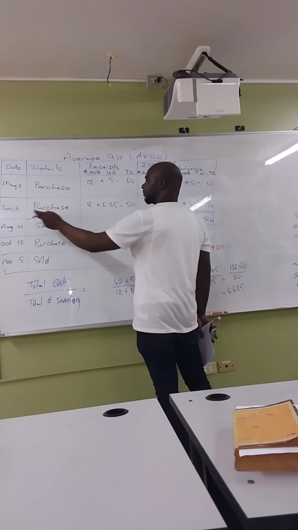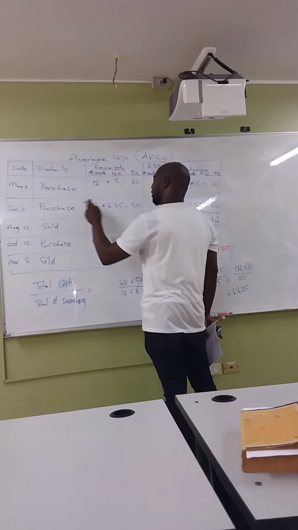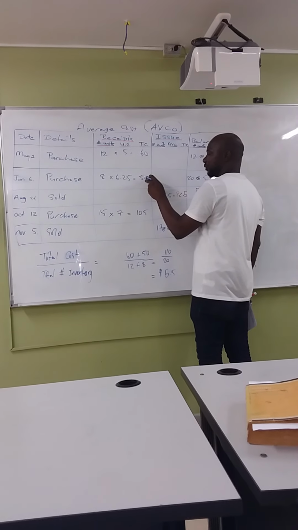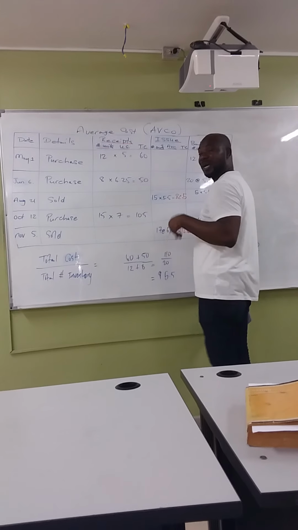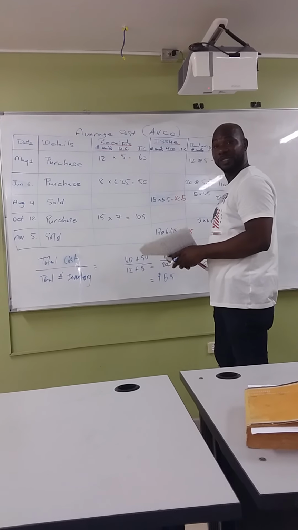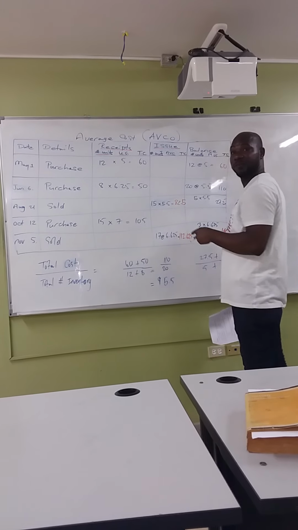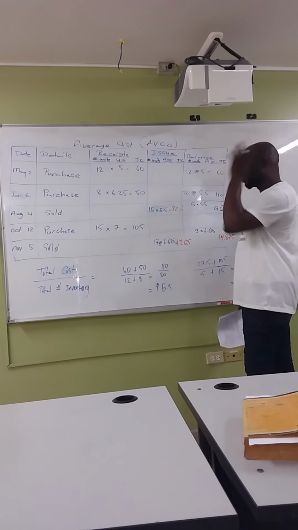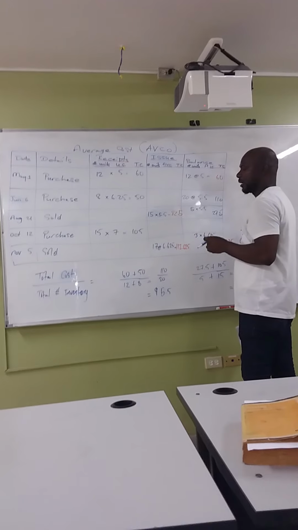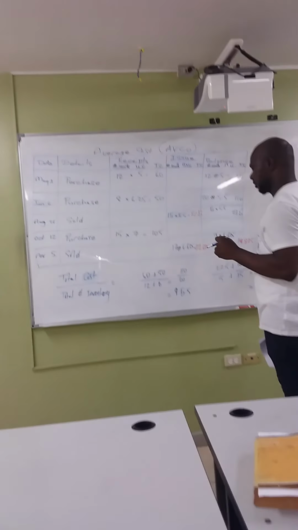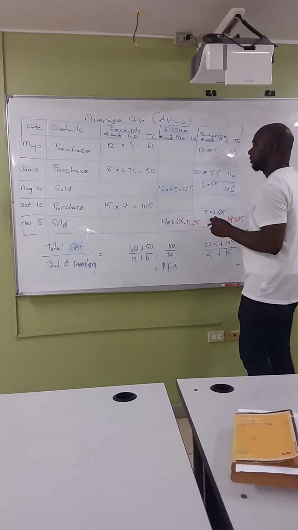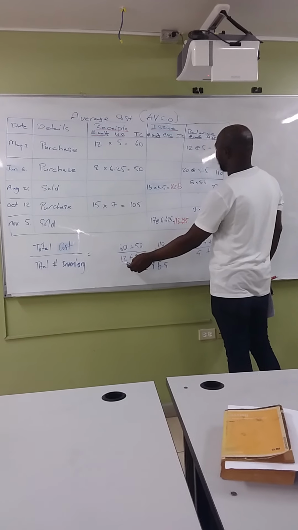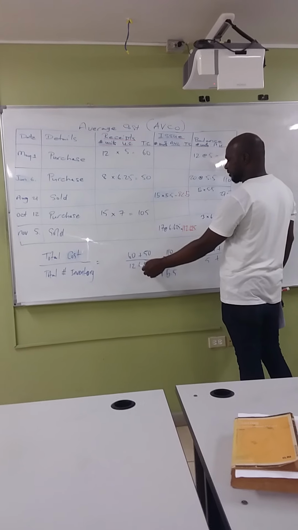Now on the 6th, we purchased more goods. We purchased 8 at $6.25, which gives you a total cost of 50. Now the average cost in our inventory is going to change. The average cost in your inventory is now going to change. So before we had 12 at 5, therefore how many units did we have before?